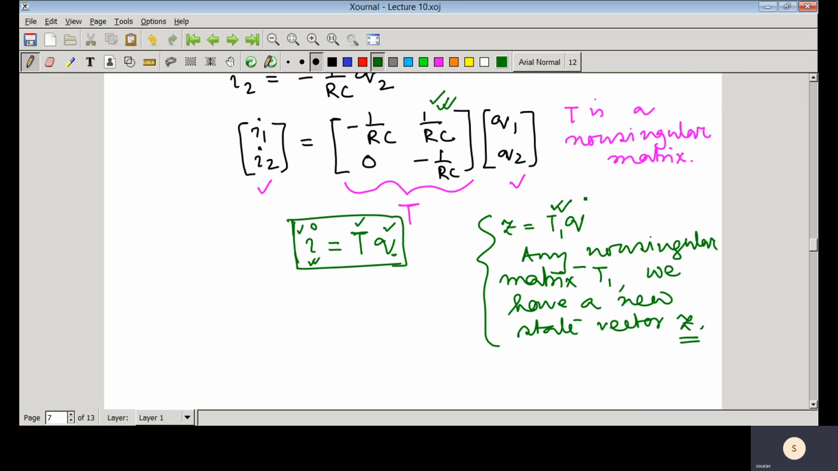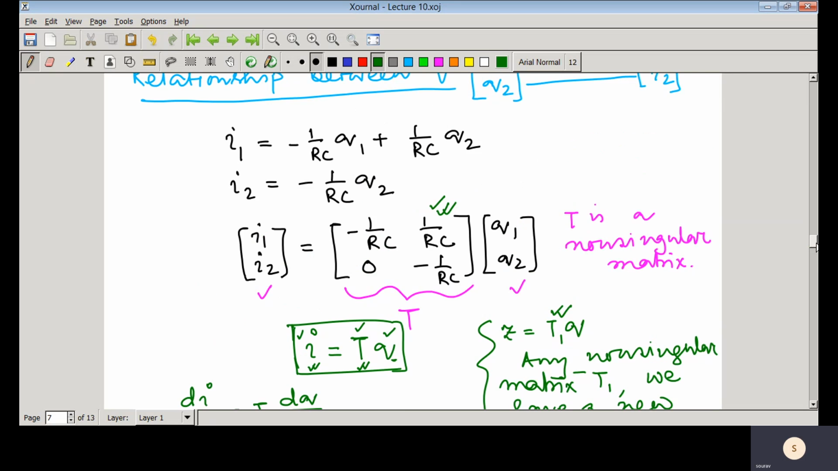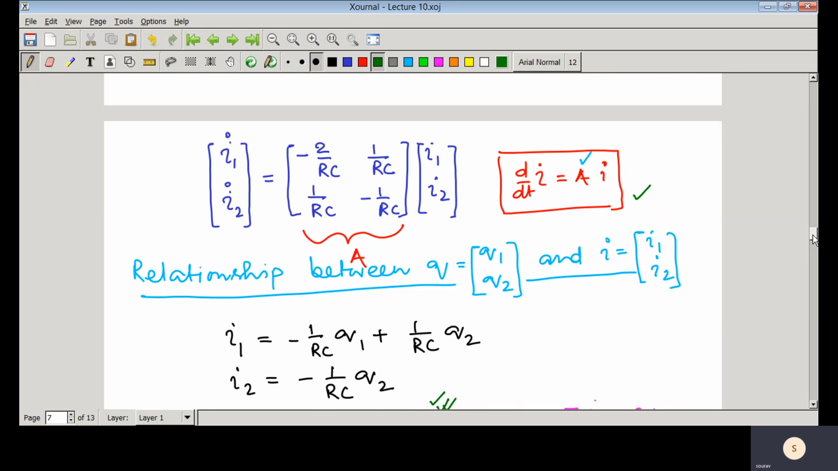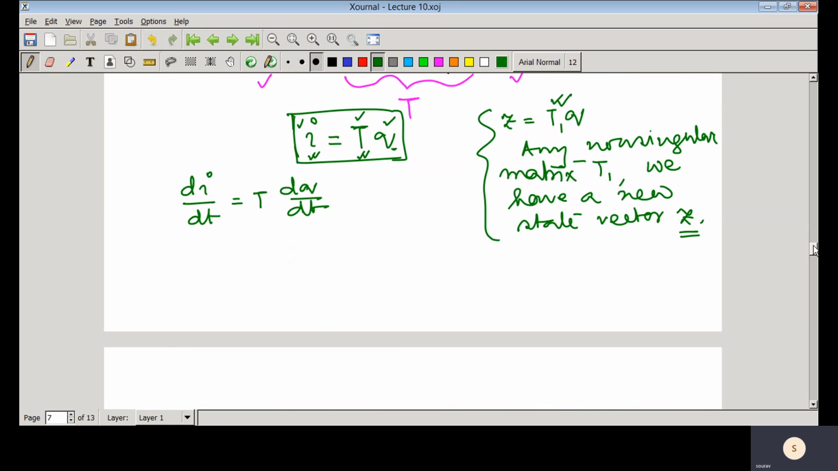So now let us see, if we take this type of non-singular matrix T1, or in this particular case if we take T, what is the relationship between A and A bar? If you take the derivative of this equation, you have dI by dt equal to T dQ by dt, and already you know that dI by dt equals AI. So AI equal to T dQ by dt.